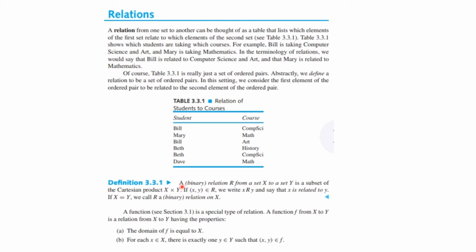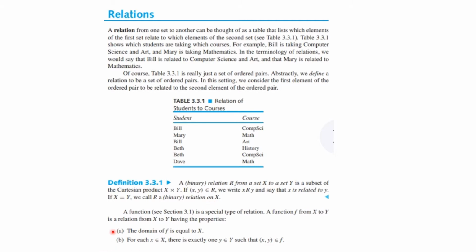A binary relation, R, from a set X to a set Y, is a subset of the Cartesian product X cross Y. That's capital X cross capital Y. If (x, y) is an element of R, then we write x R y, and we say that x is related to y. If X is equal to Y, we call R a binary relation on X.